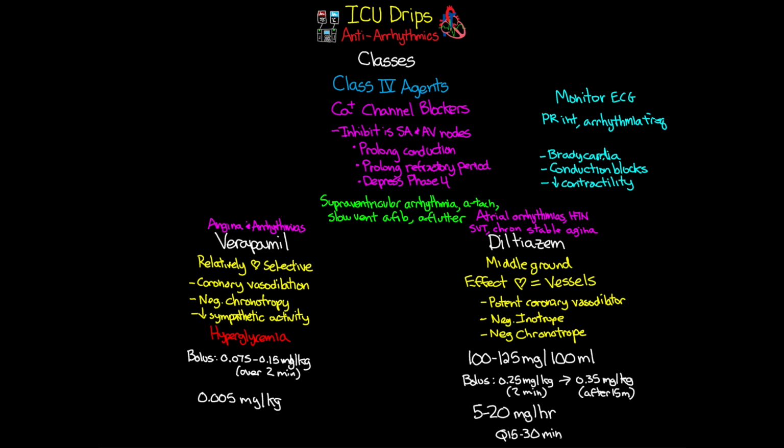All right, so that finishes up our class 4 agents. And so now we'll move on to our final class, what we call our class 5 agents, or what you'll also hear referred to as other agents. So really the drugs in this class have really different pharmacological properties, but ultimately they have an effect on either the SA or the AV node.